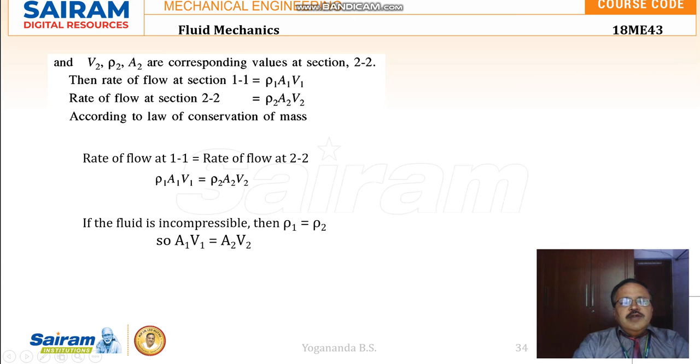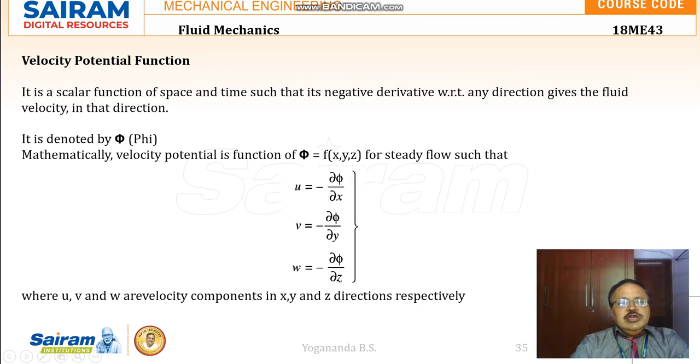According to the law of conservation of mass, the flow rate at section 1 will be equal to the flow rate at section 2. So rho 1 A1 V1 is equal to rho 2 A2 V2. If the fluid considered is incompressible, the density remains the same. We cannot compress the liquid, so rho 1 is equal to rho 2, and they cancel each other. We have A1 V1 is equal to A2 V2. This is the continuity equation.